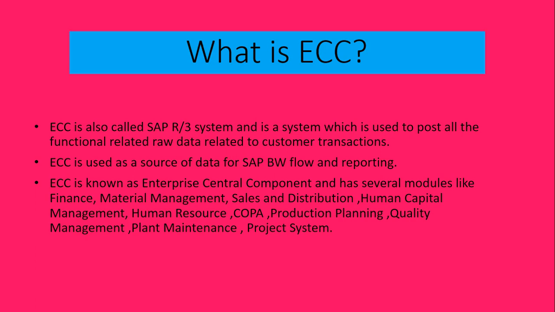What is ECC? ECC is also called SAP R3 system and is a system which is used to post all the functional related raw data related to customer transactions. ECC is used as a source of data for SAP BW flow and reporting. ECC is known as Enterprise Central Component and has several modules like finance, material management, sales and distribution, human capital management, human resource, COPA, production planning, quality management, plant maintenance, project system, etc.